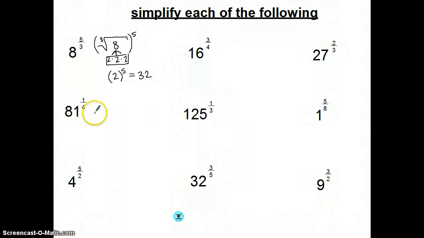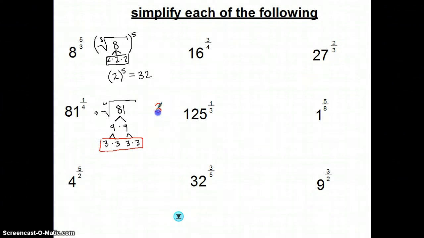Down here for 81, I'm going to rewrite this as a radical that has an index of 4 from the denominator, and my radicand is 81 to the 1st power, or just 81. Factoring this, 81 factors into 9 times 9, which reduces to 3 times 3 times 3 times 3. I'm looking for 4 numbers that group up. Here, all of my factors make a group of 4, so I take out 1 3 to represent that entire group, and I have nothing left inside or outside my radical. So my simplified form of this radical is 3.